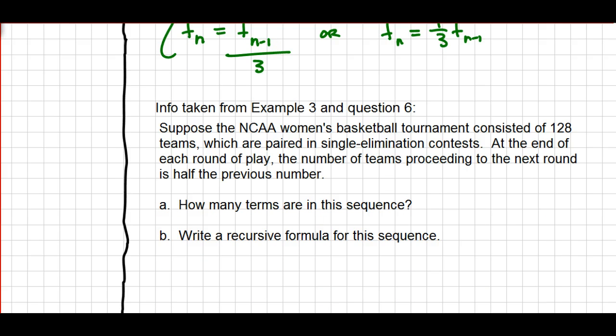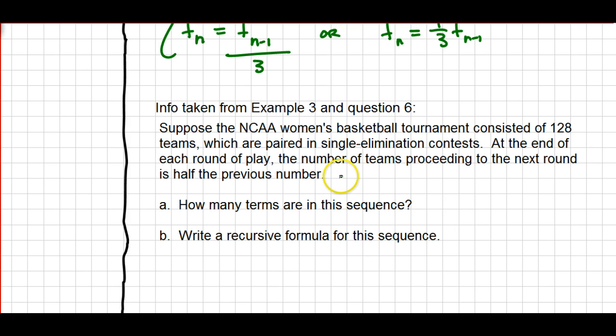Our last problem is a word problem taken from example 3 in problem 6. Suppose the NCAA women's basketball tournament consists of 128 teams which are paired in a single elimination contest. That simply means once you lose, you're out. At the end of each round of play, the number of teams proceeding or going on to the next round is half the previous number. How many terms in the sequence?